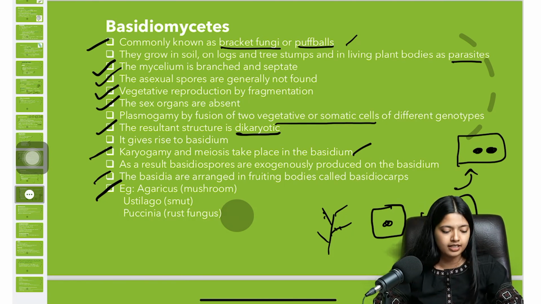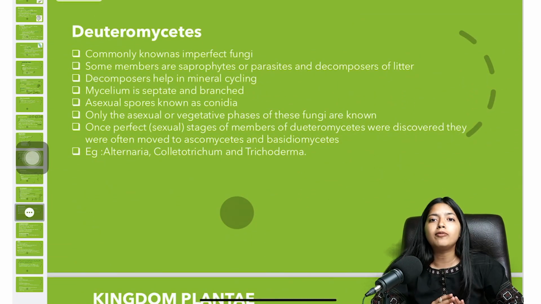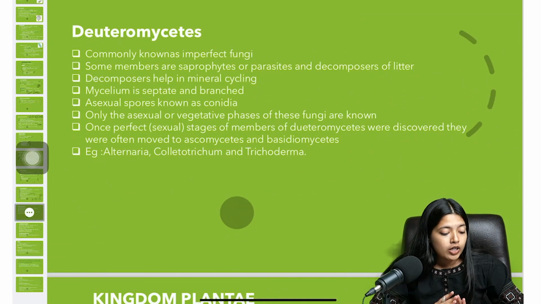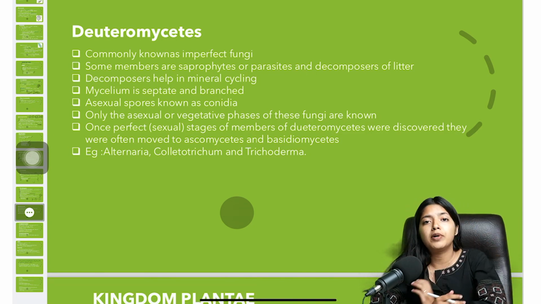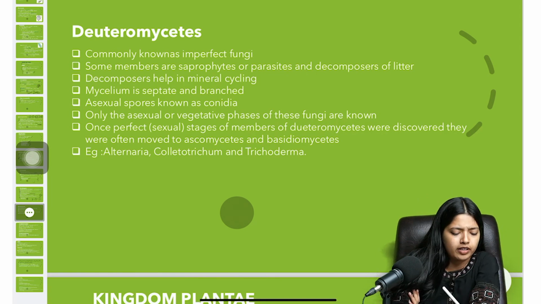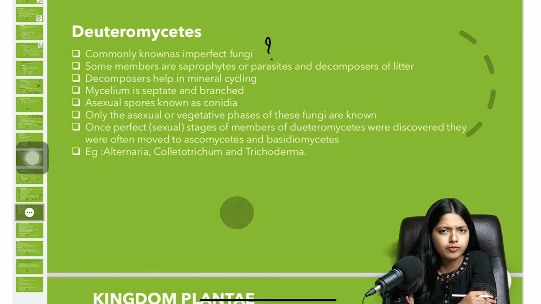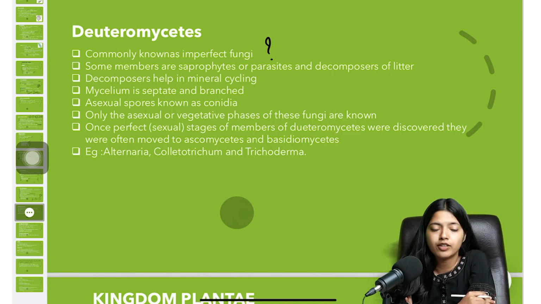Is that clear? Let's move on to our last group of kingdom Fungi, which is Deuteromycetes. This is a very small group. They are known as imperfect fungi. Why imperfect? That's a question. We'll discuss it. So Deuteromycetes are commonly known as imperfect fungi.